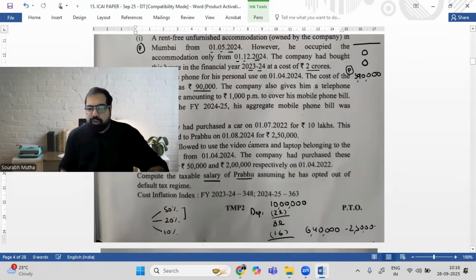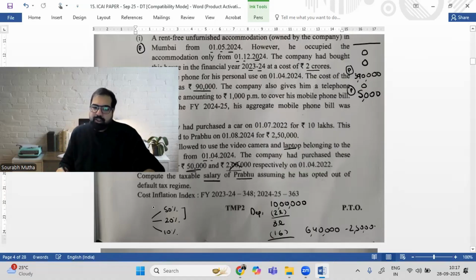He was allowed to use a video camera and laptop belonging to the company from 1st April 2024. His laptop of the company being used, there is again no perquisite, so I'll be writing dash. But video camera paid by the company used by you, 10% of the original cost you'll have to add. The company had purchased these assets for 50,000 and 2 lakh. 2 lakh I will ignore because that's laptop. Video camera is 50,000, so 50,000 into 10%, that is 5,000, and used it for the whole year, so 5,000 is another perquisite. I'm putting P also here.